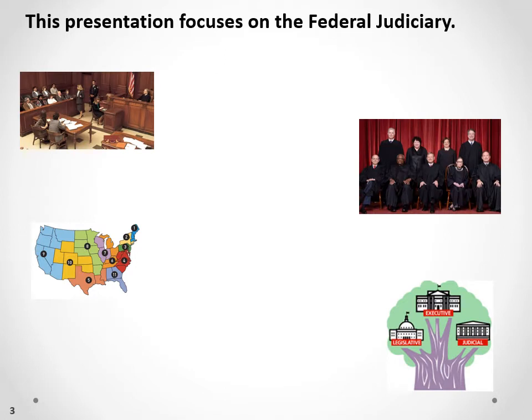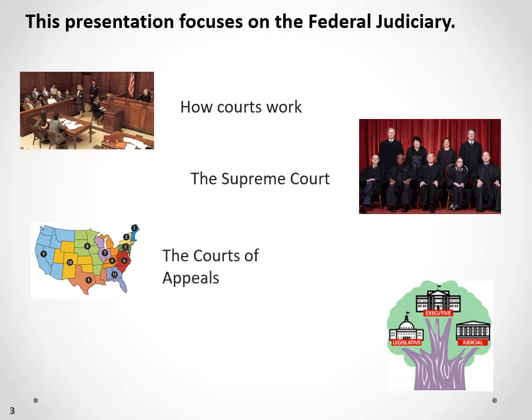So we're going to talk about the federal judiciary. Judiciary is just a fancy word for the federal court system. We're going to talk in general about how courts work and the checks and balances and hierarchy within the court system. We're going to talk about the Supreme Court, which is the most visible feature of our federal court system. And then we'll also talk about the lower federal courts, specifically the courts of appeals, and how you get a case to the Supreme Court. So we'll talk through that. Finally, we'll discuss the balance of power between the three branches of government.